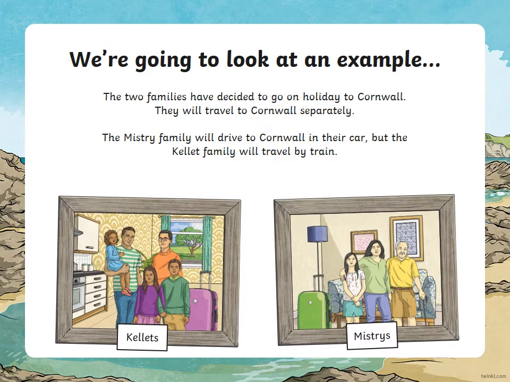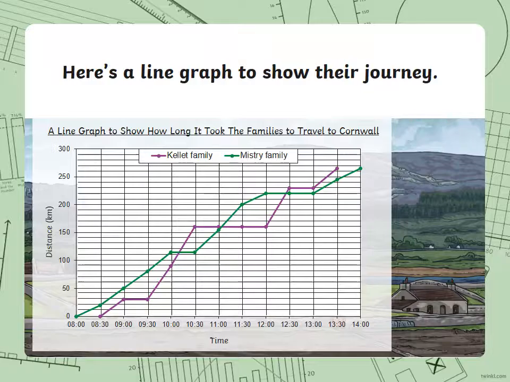So to practice reading and understanding line graphs, we're going to look at an example. Two families have decided to go on holiday to Cornwall. They're going to travel to Cornwall separately. The Mystery family will drive to Cornwall in their car, but the Kellett family will travel by train. So here's a line graph to show their journey.